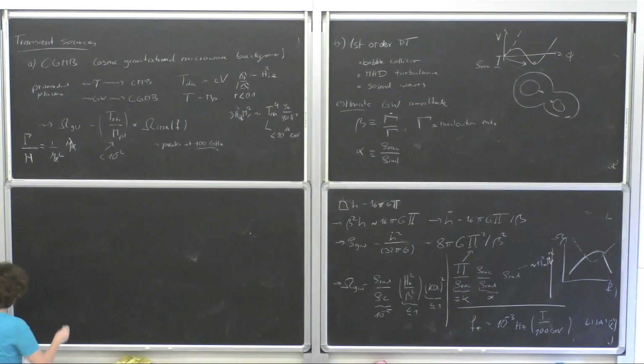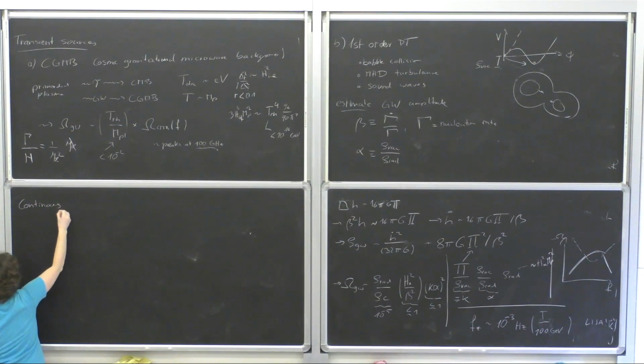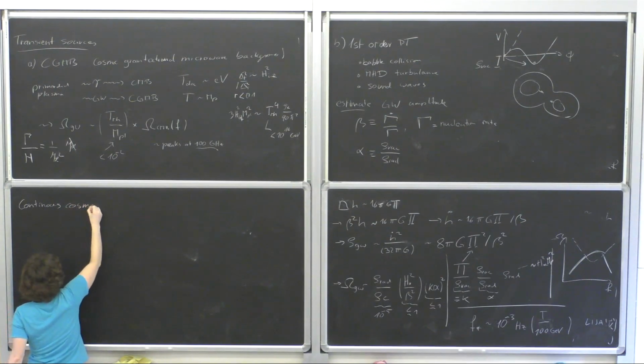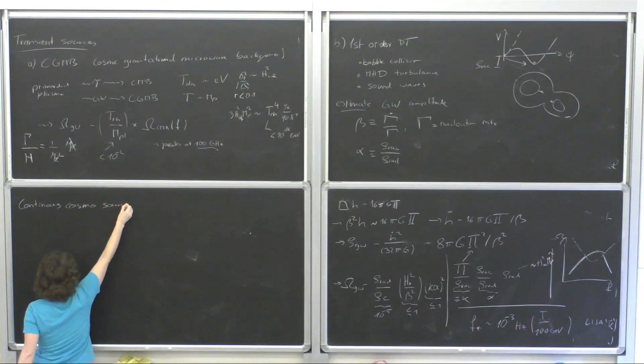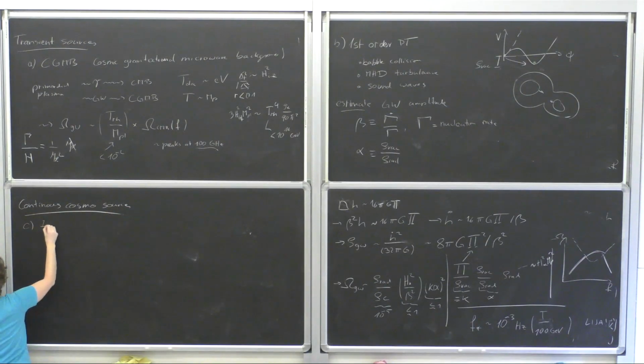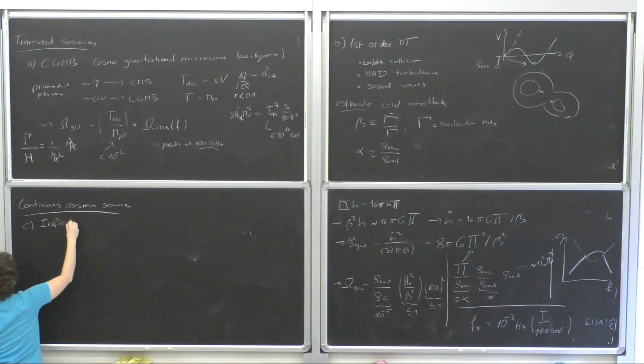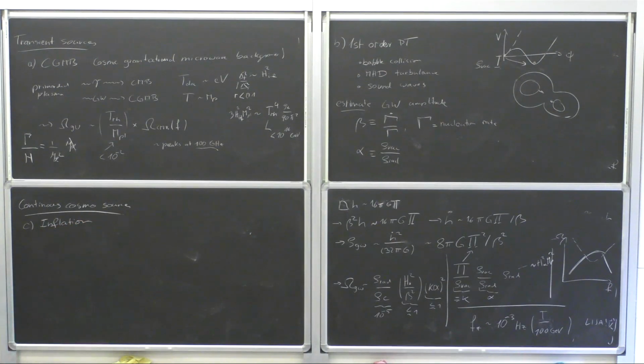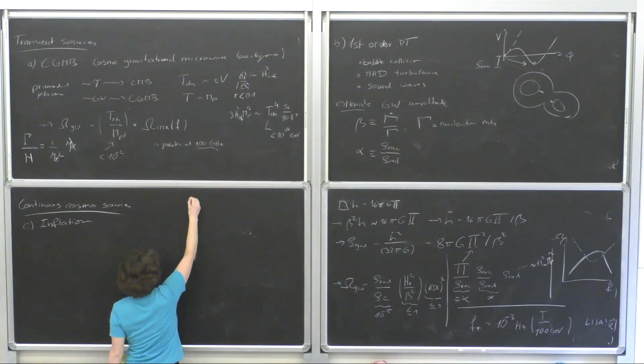Now, the other case is continuous sources. The first example of that is inflation. I won't discuss that again because we already discussed the spectrum the other time. I will maybe draw the plot of the time logic, because that was also a question that came up after the talk.